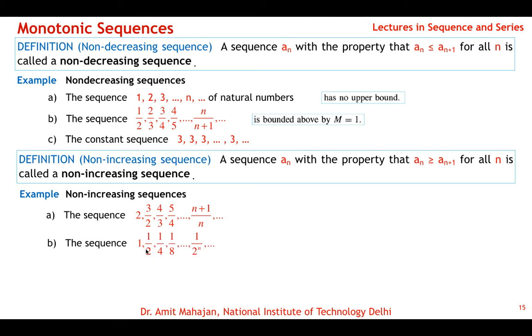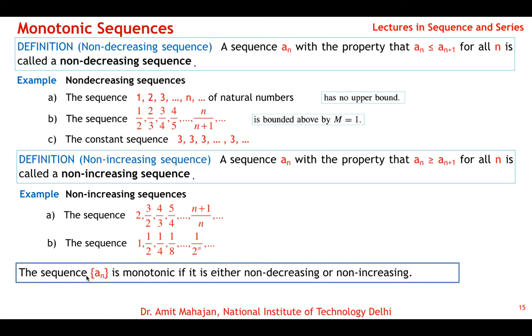Similarly, 1 half, 1 by 4, 1 by 8 and so on, 1 by 2 power n, is a non-increasing sequence. And again, the constant sequence 3, 3, 3, 3 also satisfies this condition because of the equality, so it is also a non-increasing sequence. That means the constant sequence is both non-decreasing and non-increasing. We call any sequence an monotonic if it is either non-decreasing or non-increasing. If either of these is true, then we say that it is monotonic.